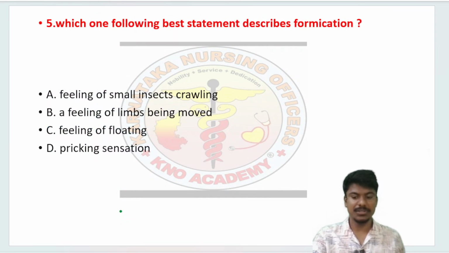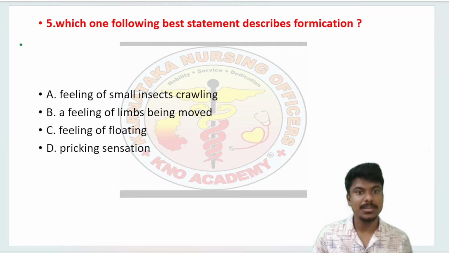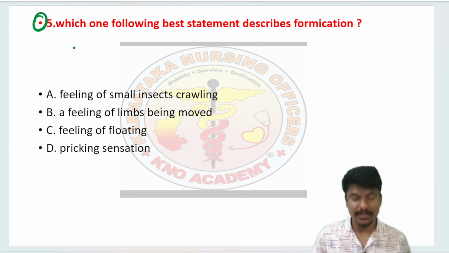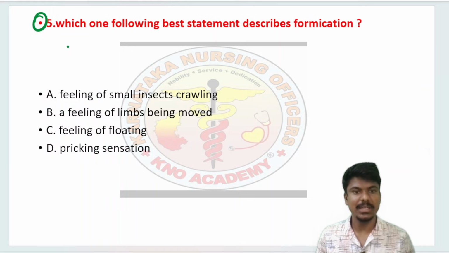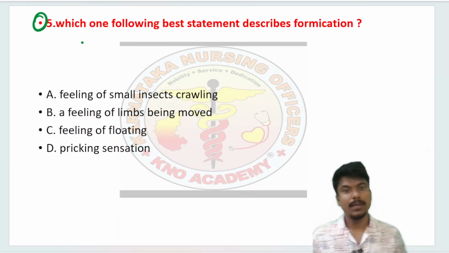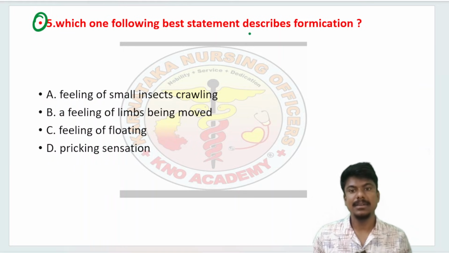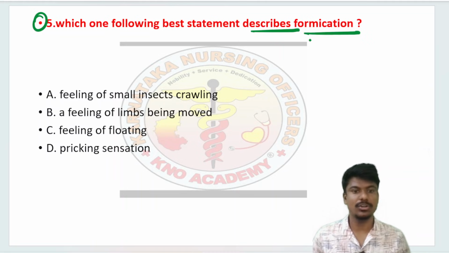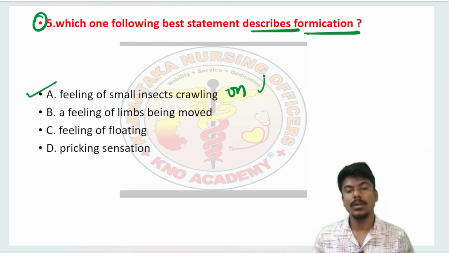So this is your question number 4. Now we'll go with question number 5, a simple question from psychiatry. Which of the following statements describes formication? Option A is the feeling of small insects crawling on the body parts.